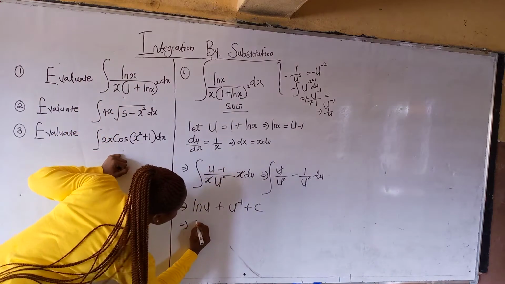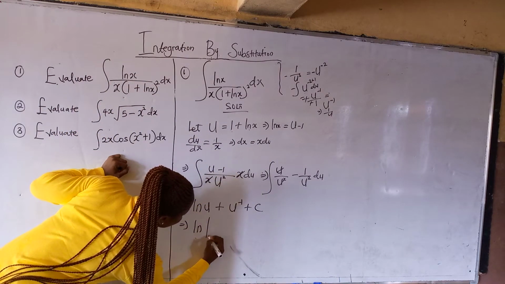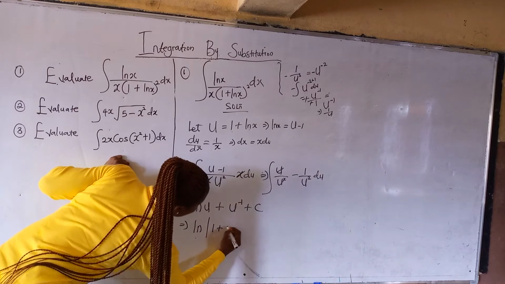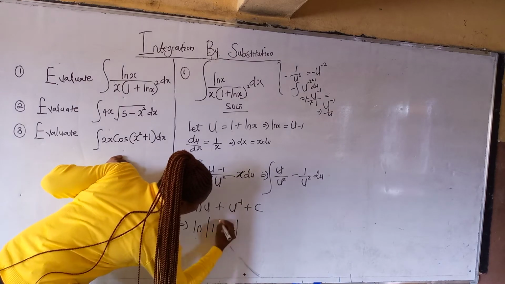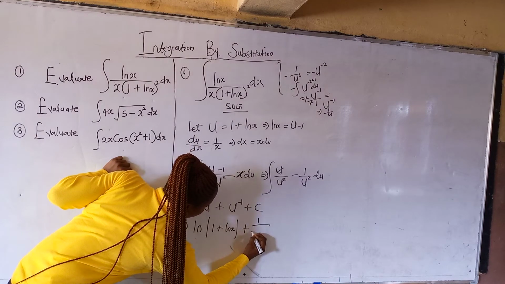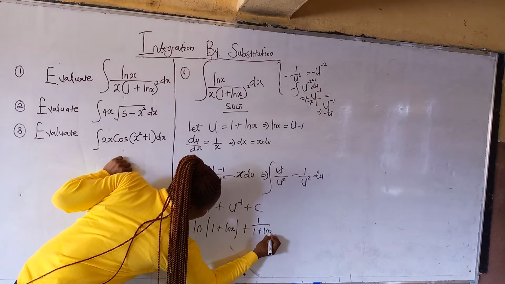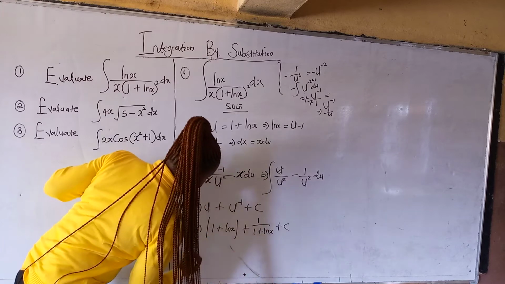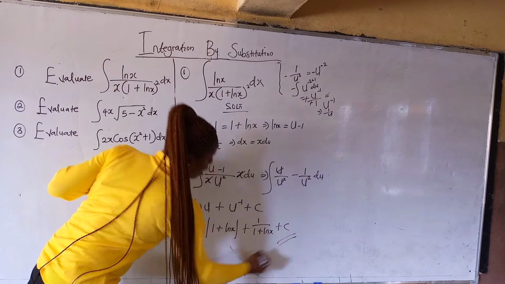So we are going to substitute that. We write in, 1 plus ln x, plus, this is 1 over u. So I can write it as 1 all over 1 plus ln x plus C. And this is our final answer.